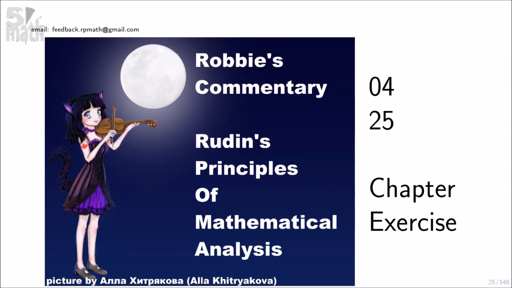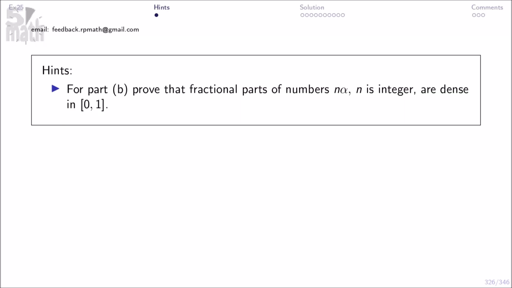Chapter 4, Exercise 25. Hints. For part B, prove that fractional parts of numbers n alpha, n an integer, are dense in [0, 1] inclusive.